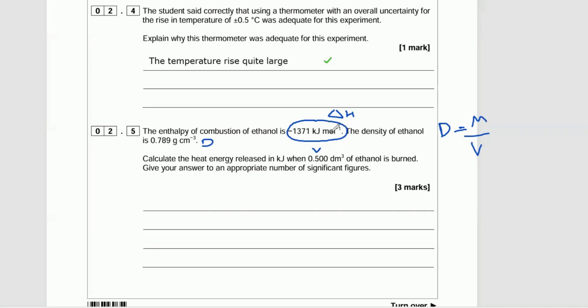Okay, so let me explain. We've got a total of 500 grams. No, we haven't got 500 grams. Let's work out exactly what our mass is. If it was 1 gram per centimeter cubed, we'd have 500. Right, my density, I need to align my units. So I've got 0.789 gram per centimeter cubed.